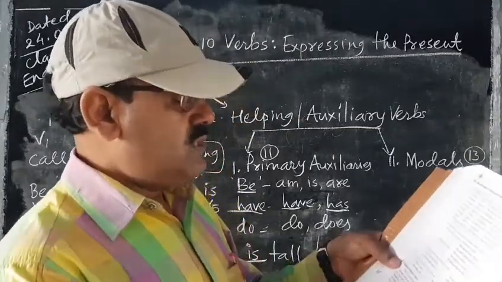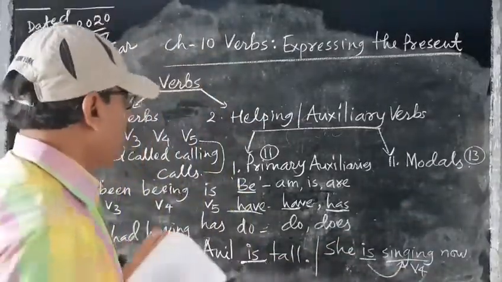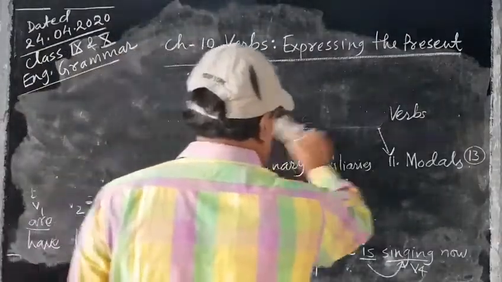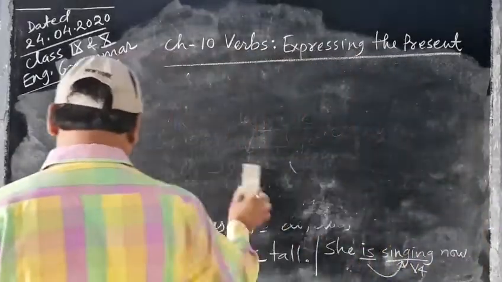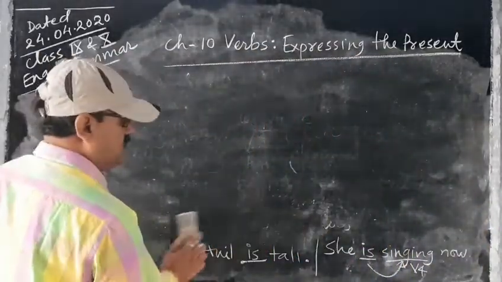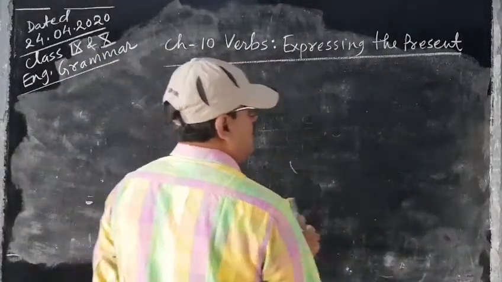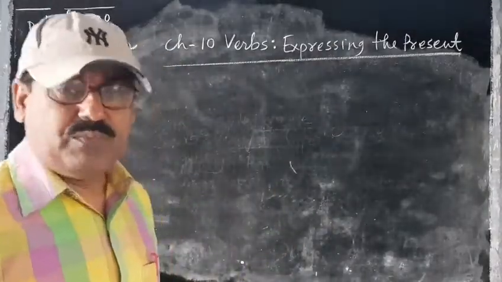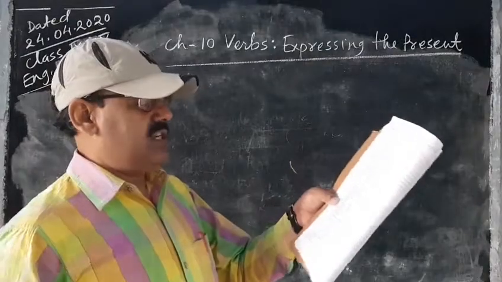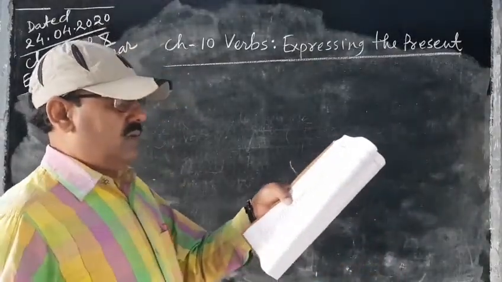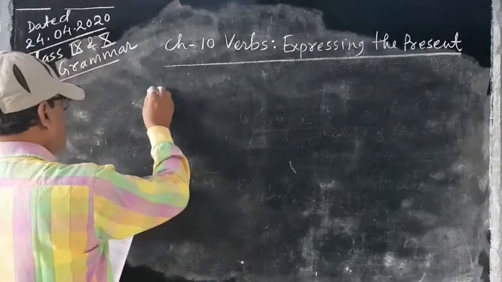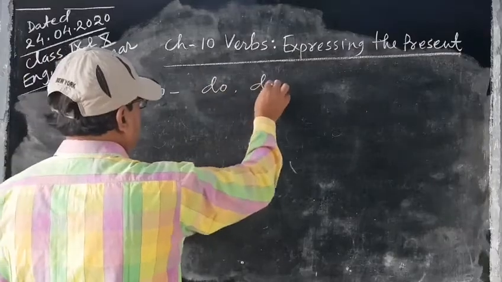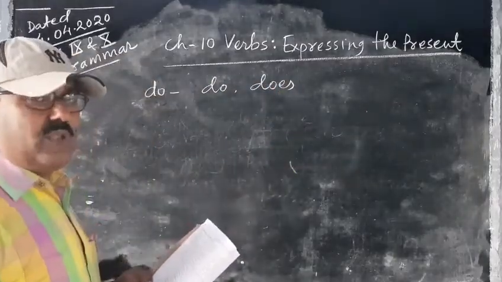So now, simple present tense. We are going for simple present tense, that is one of the 4 types of present tenses. Simple present is used for habitual actions, for scientific facts, for universal truths, and so on. The verb for forming simple present tense is the verb to do, and it has do and does in the present tense.